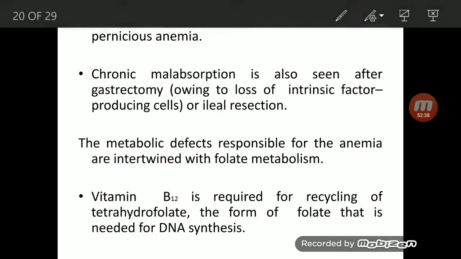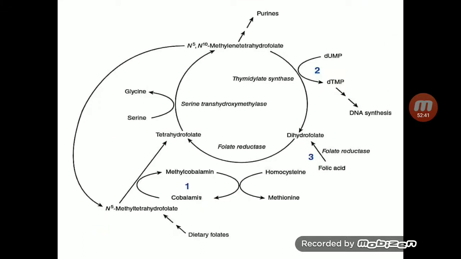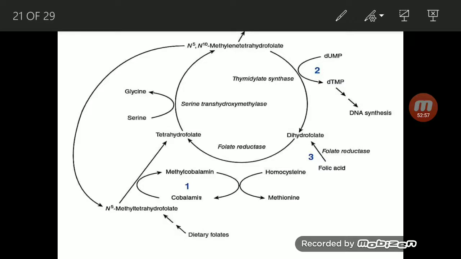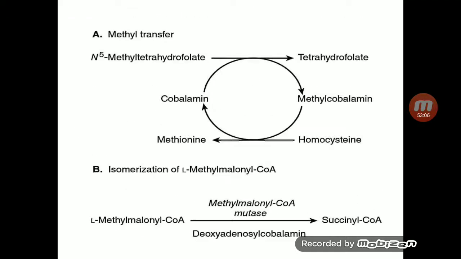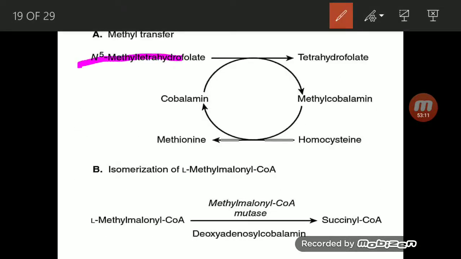Okay, so we'll see it. This entire chart explains your need of folic acid or folate, as well as vitamin B12, for your formation of RBC, or for normal DNA synthesis. So first and foremost, I hope you did not forget this. Please note over here, N5 methyl tetrahydrofolate.